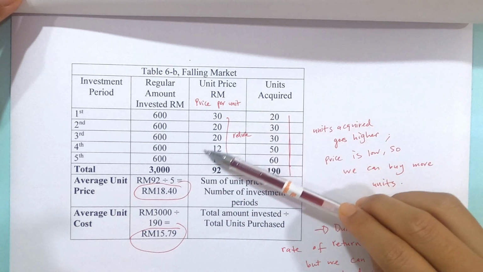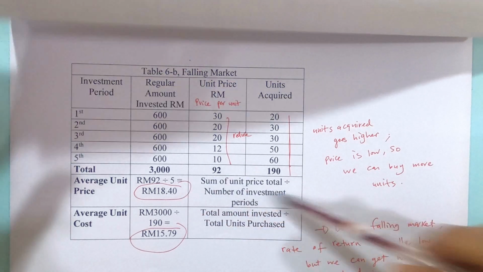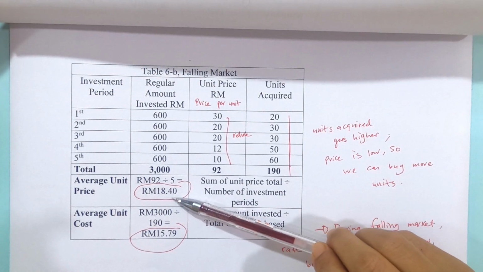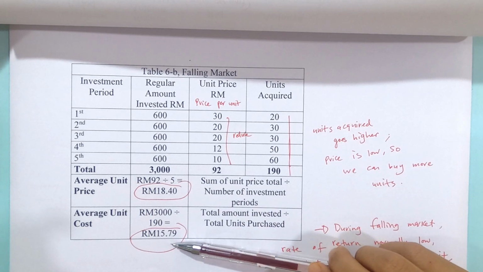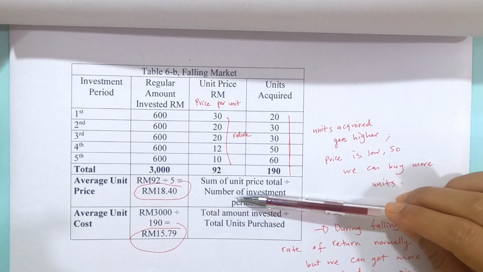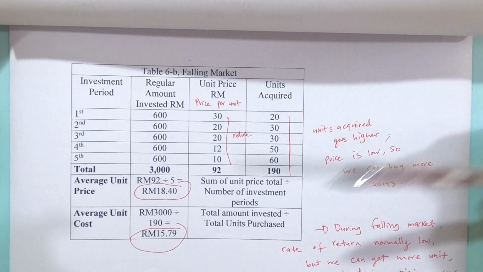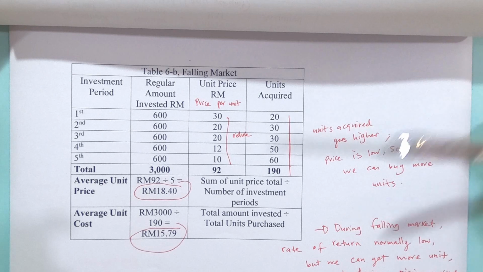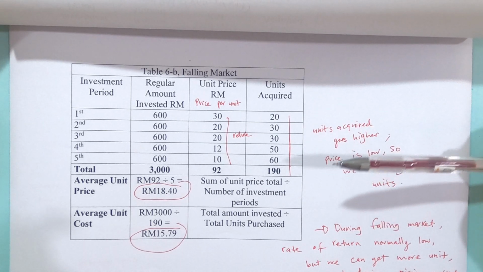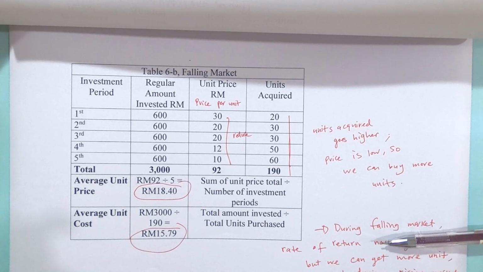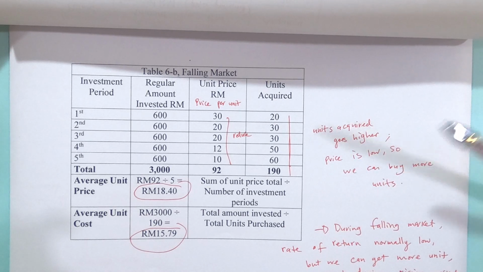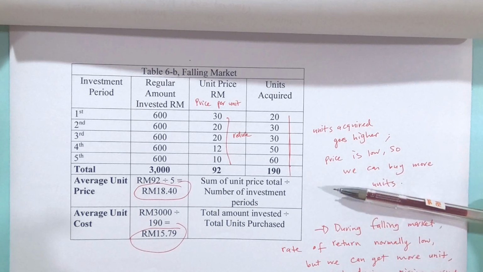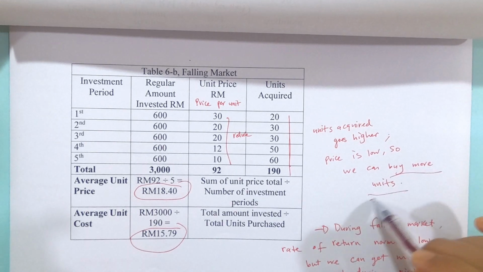During a falling market, the average price per period is lower, that is only 18 ringgit and 40 cents, and the average cost per unit is also lower, just 15.79, which means during this time we can buy at a low price, but during a good time where the price increases, we can sell at a higher price. In a good market where the profit from the investment has increased, we can make more profits. During a falling market, the rate of return from the investment is normally low, but if we are consistent with our investment, we can buy more units during this bad economy.